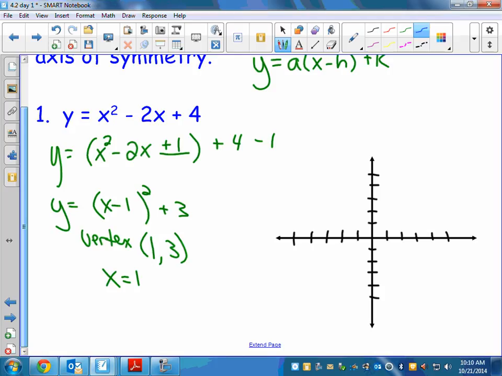This is where knowing the transformations helps. It's the same x squared graph we've always graphed. We're just moving the vertex. Instead of starting at 0, 0, we're going to go over 1, up 3.